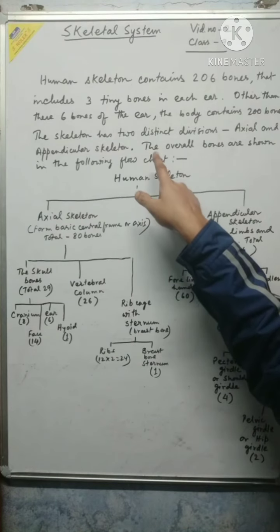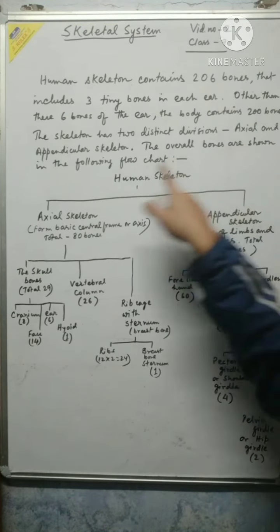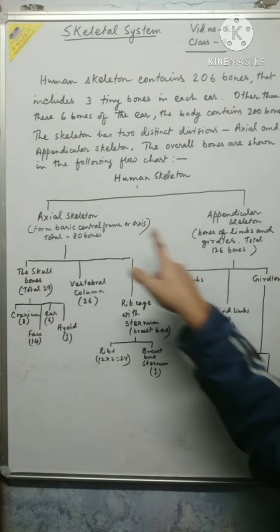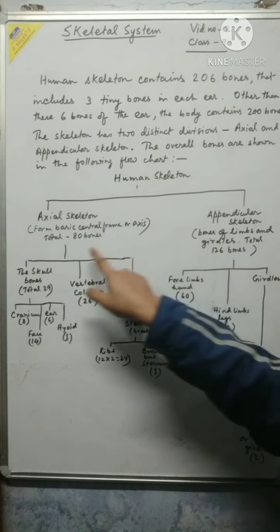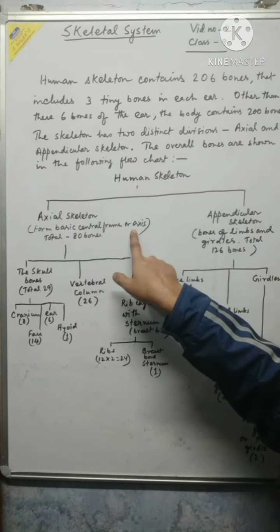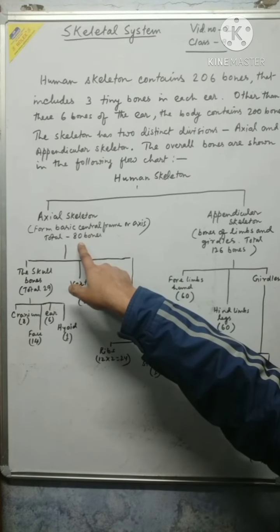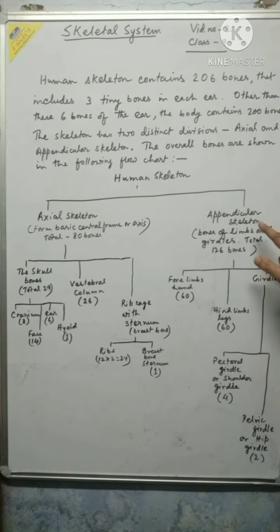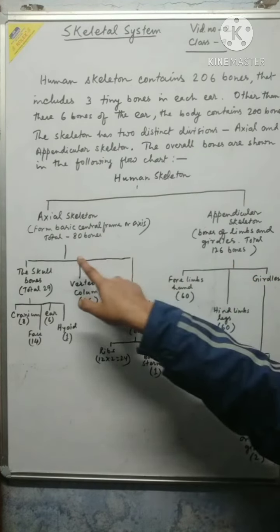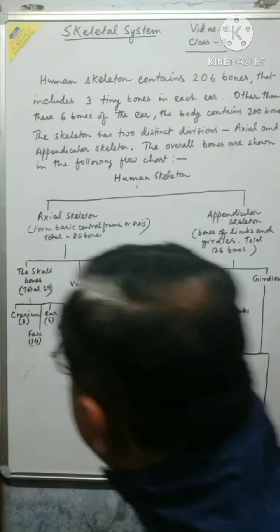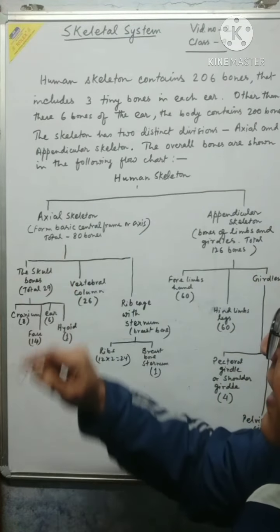Here is the flow chart. The overall bones are shown in the following flow chart: human skeleton, axial skeleton, and appendicular skeleton. Look at these: the basic central frame or axis, the axial skeleton, has a total number of bones of 80. And the appendicular skeleton, bones of the limbs and girdles, has a total number of bones of 126. If you do the total of this, it will come to 206.